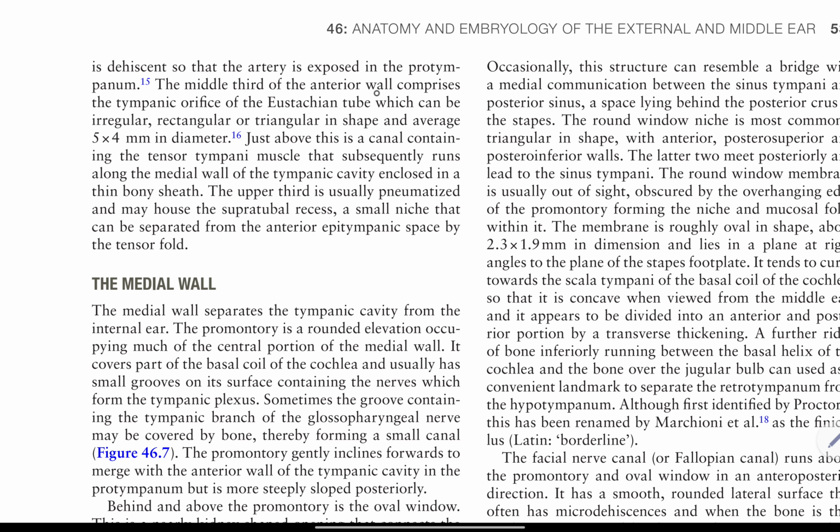The middle third of the anterior wall comprises the tympanic orifice of the eustachian tube, which can be irregular, rectangular, or triangular in shape and averages 5 by 4 millimeters in diameter. Just above this is a canal containing the tensor tympani muscle that subsequently runs along the medial wall of the tympanic cavity, enclosed in a thin bony sheath. The upper third is usually pneumatized and may house the supratubal recess, a small niche that can be separated from the anterior epitympanic space by the tensor fold.